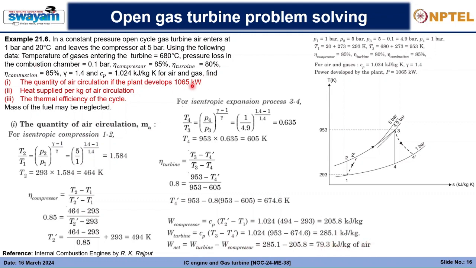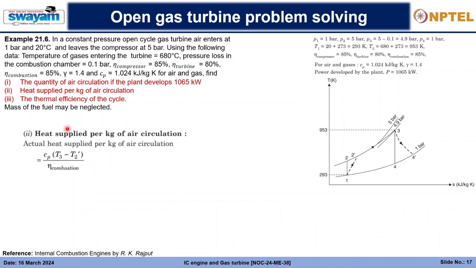But we are given that the plant develops 1065 kilowatts, and we know now that 79.3 kilojoule per kg of air is required. So we will get how much air is required. So simply we will equate these two terms and we'll find Ma to be equal to 13.43 kg.